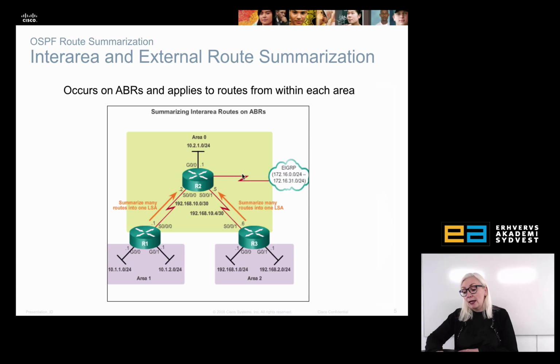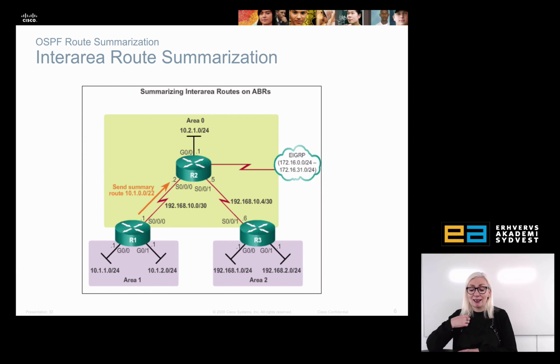As a rule, we do not summarize external networks. They will not be summarized automatically, but they can be summarized as well. So here, instead of sending information about these 2 networks, 10.1.1.0/24 and 10.1.2.0/24, we can send a summary out to 10.1.0.0/22. And this is a summarized route of these 2.